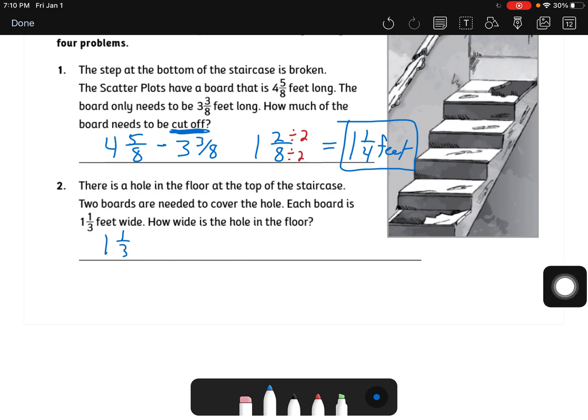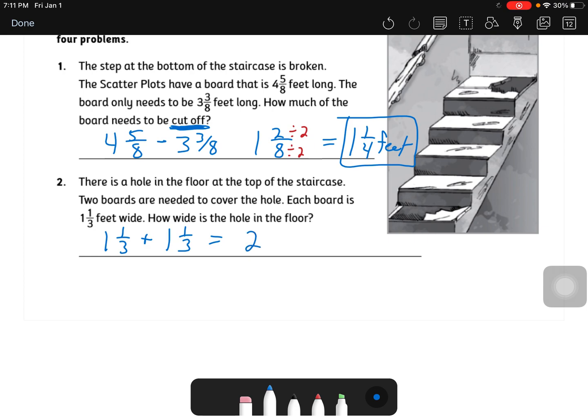So we're going to go 1 1/3. Since there's 2 boards that are 1 1/3, we'll just add those together. And so 1 plus 1 is 2, and 1/3 plus 1/3 is 2/3. So 2 and 2/3 feet. Okay.